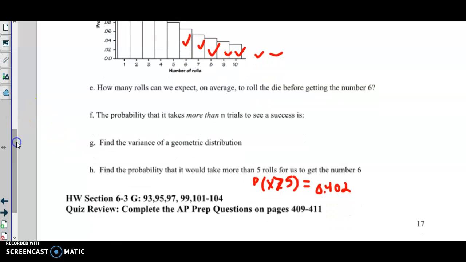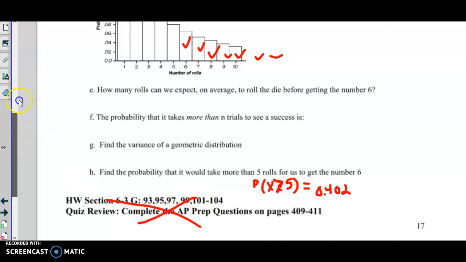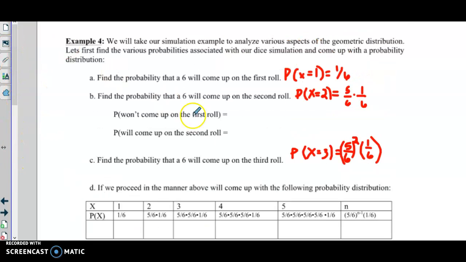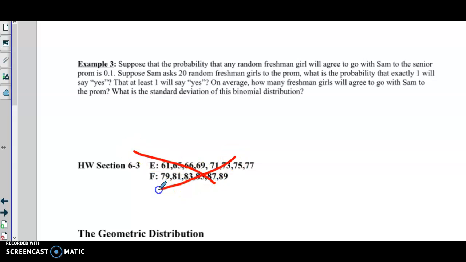One last thing I mentioned in the Google Classroom post: don't worry about any of these homework problems. We'll do these all in class. That's for the binomial or the geometric. Just worry about getting through these guided notes and watching these videos for your virtual Friday.